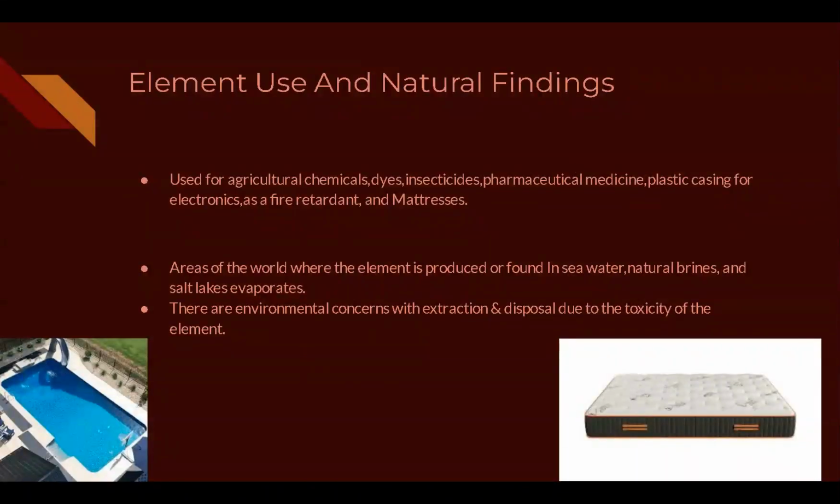Now, there are multiple uses for bromine. It's used in agricultural chemicals, dyes, insecticides, pharmaceutical medicine, plastic casing for electronics, and as a fire retardant, and in mattresses. Areas of the world where the element is produced or found is in seawater, natural brines, and salt lakes and evaporates. There are environmental concerns with the extraction and disposal due to the toxic nature of the element.